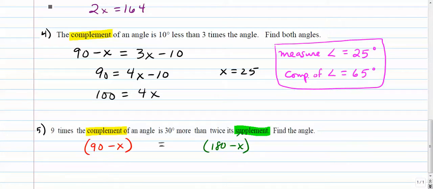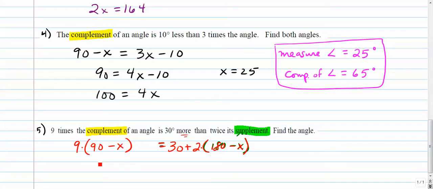Alright, so let's finish it. We've got 9 times the complement of the angle. So 9 times quantity 90 minus x is 30 more than, that means plus 30 more than twice the supplement. So this of course is our supplement. Make sure it's in parentheses and we're good to go.